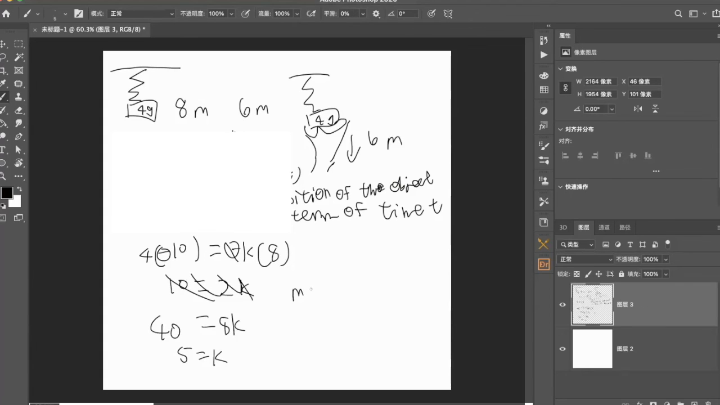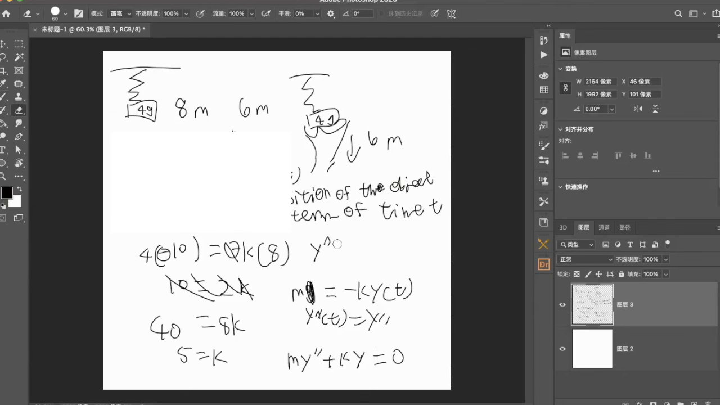When the system starts to oscillate, we can no longer use g; we use y double prime, because as we said, the acceleration downward is constantly changing with respect to time. To simplify, we will just write y double prime of t as y double prime. So now we set up the equation. Now we are playing with algebra. We divide m from both sides: y double prime plus k over m y equals 0. k we know is 5, and m we know is the mass, which was 4.